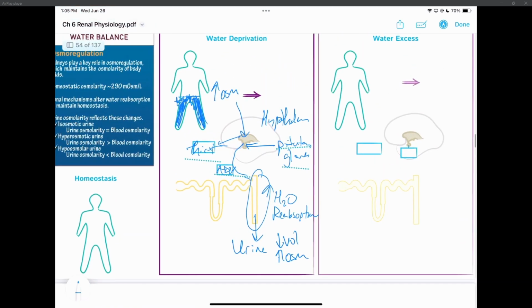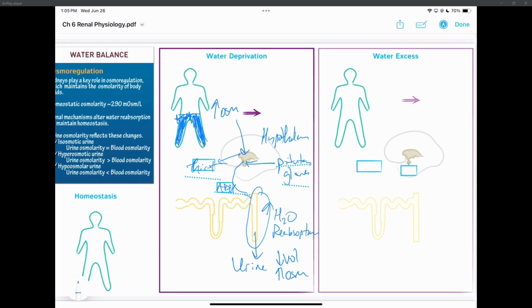Let's talk about water excess now. We have too much water. Okay, now we're filled up. We have fluid overload. We have too much water in the system. What happens to our solutes when we have too much water in the system? What happens to the concentration of these solutes? When we have too much water, decrease. So we decrease solute concentration.